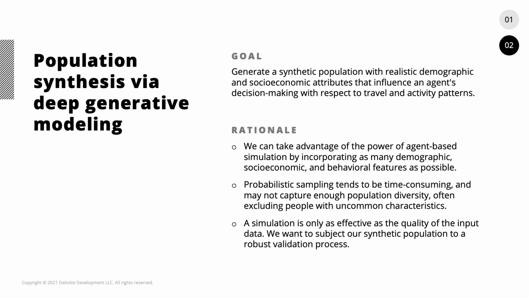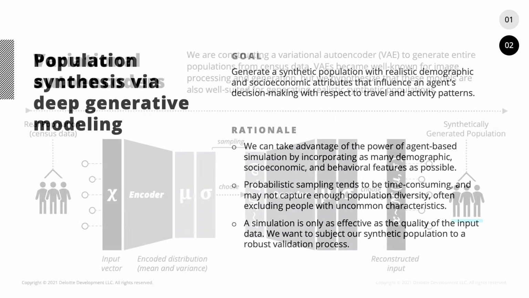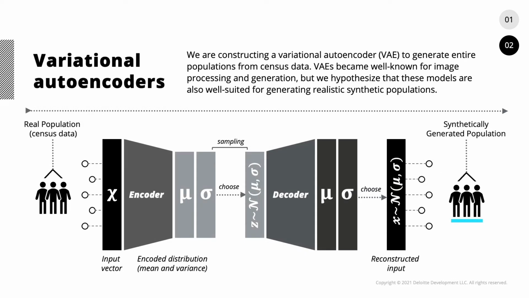After conducting research for the latest methodologies on population synthesis, we have selected to go with deep generative models, a very prominent domain in artificial intelligence that involves deep neural networks combined with progress in stochastic optimization methods. Many earlier approaches for population synthesis use probabilistic sampling, such as Bayes networks, for instance. Instead, we are constructing a variational autoencoder, known as VAE, to generate entire populations from input census data. While VAEs became well known for image processing and generation, we believe that these models are well suited for generating realistic synthetic populations.